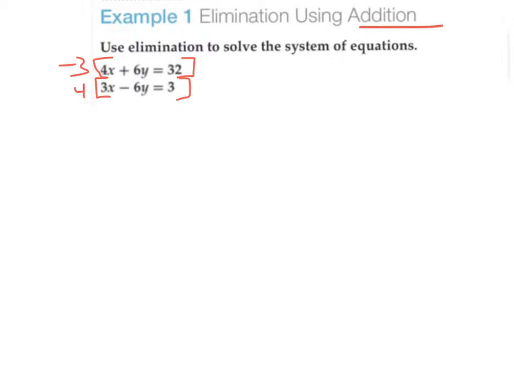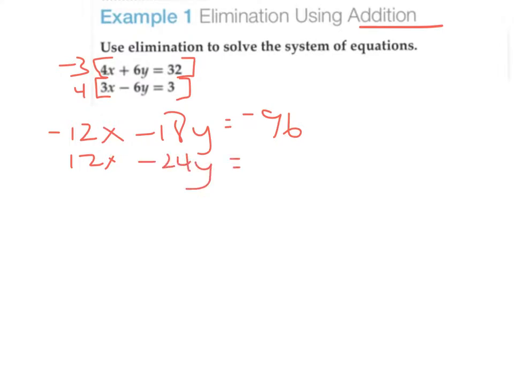So negative 3 times 4 is a negative 12x. Negative 3 times 6 is a negative 18y. And negative 3 times 32 is a negative 96. Then I'm going to multiply my bottom. 4 times 3, which is 12x. 4 times negative 6 is a negative 24y. And 4 times 3 is 12.